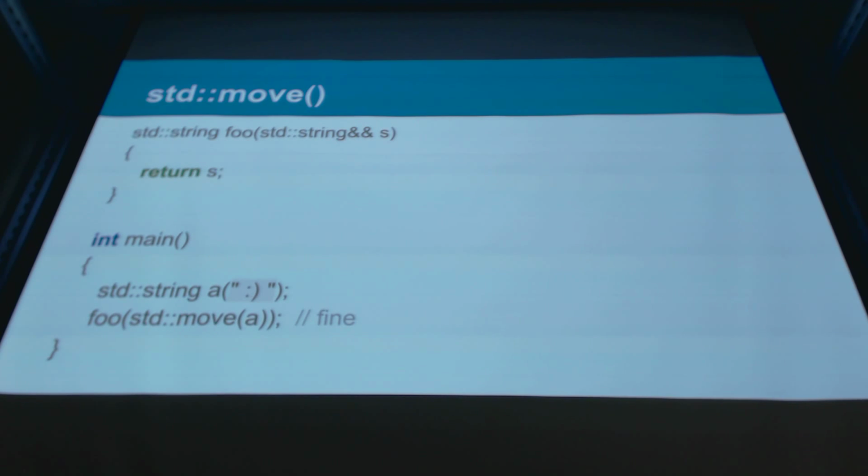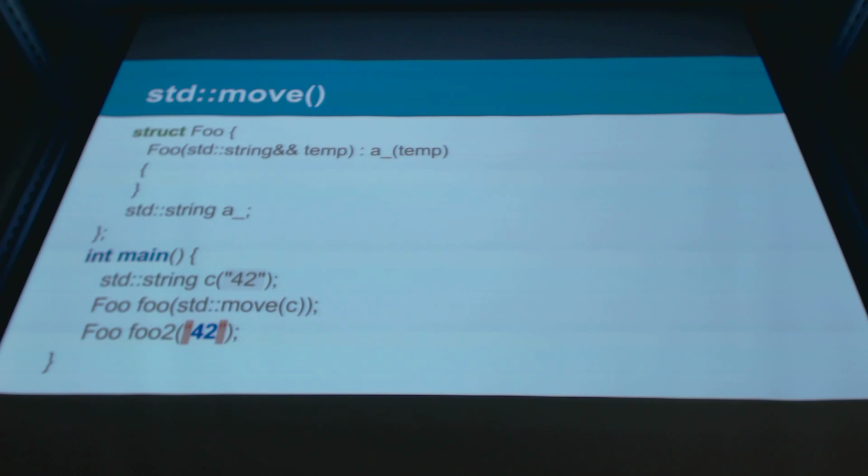And of course, if only temporary objects would bind to Rvalue references, then it wouldn't make much sense, right? Because it wouldn't make that much difference. So we need some explicit way to say, okay, take this thing and make it an Rvalue, or to say, okay, now you can steal from it. You can do everything you want with it. And the function called std::move is the thing that we want in this case.